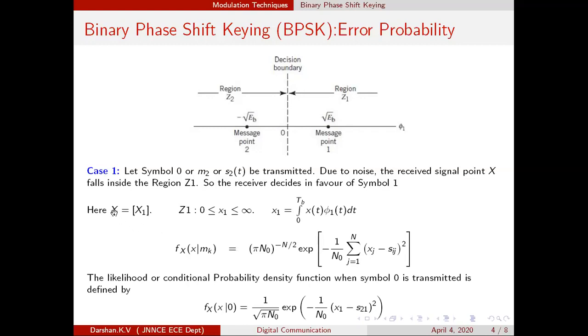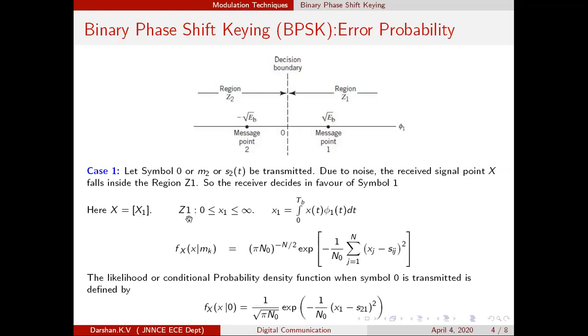Here, this is the received signal point, or you can treat it as a vector. How many elements is this vector having? Only one element. Why? Because the basis function is 1. Number of basis functions equals number of axes equals number of elements in the vector. Here there is only one basis function, therefore you are supposed to have only one element.